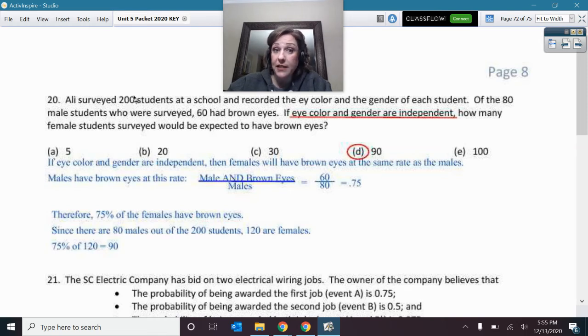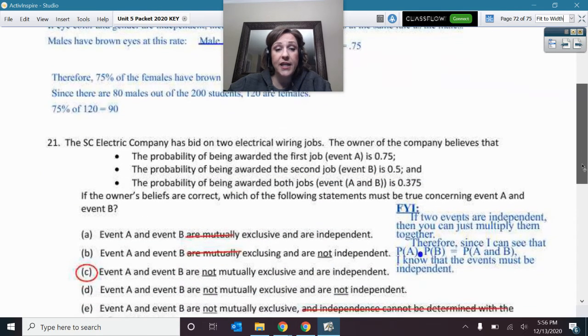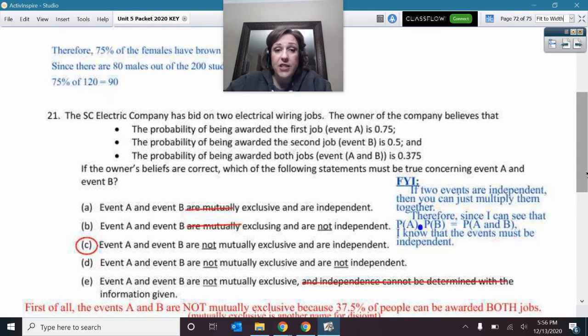80 were male. So if 80 were male, then 120 were females. So that's 75% of the 120, and that's how you get your 90. All right. So here we had this situation, seeing if you know the definition.